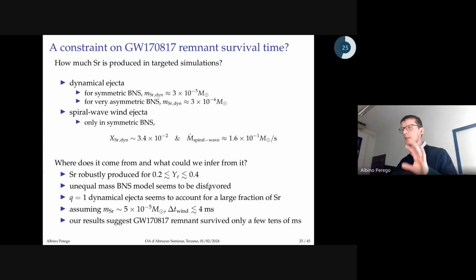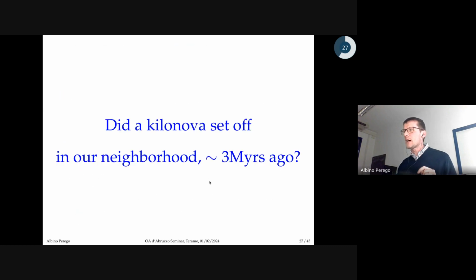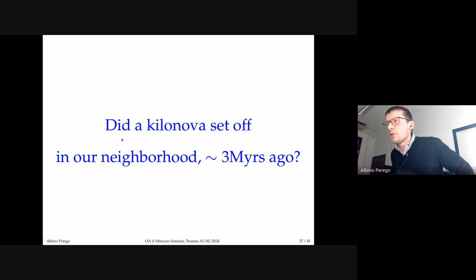So this is the first example of how modeling in detail the merger outcome and comparing it with detailed observation can actually shed light on the properties. I want to present now a second paper that actually came out just a few months ago on the arXiv, and has just been recently accepted, from a PhD student of mine. And in this paper, we ask, in the title, a provocative question. Well, not so provocative. Did a kilonova go off in our neighborhood 3 million years ago?